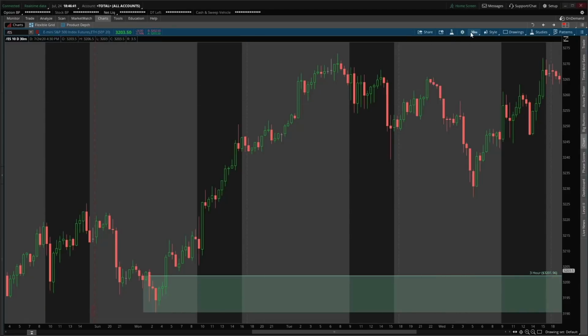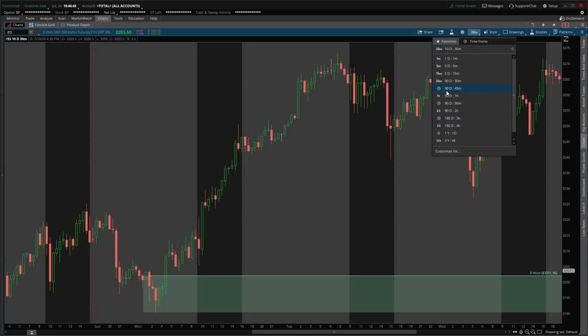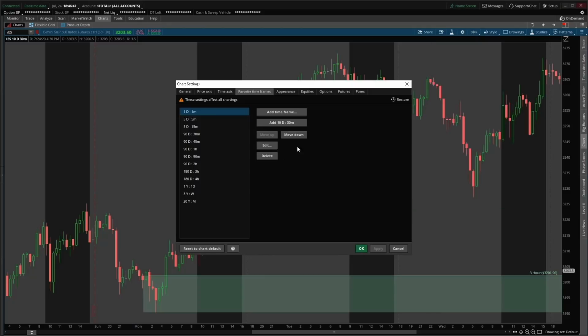Okay, so going to my list of time frames, I have a bunch of favorites here, and these are the time frames that I do use. So let me pull this up. I have a 1 minute, but I actually do not use this, like I said, so I'm going to delete that. So I have a 5 minute, a 15 minute, 30 minute, 45 minute, 1 hour, 90 minute, 2 hour, 3 hour, 4 hour, daily, weekly, and monthly.